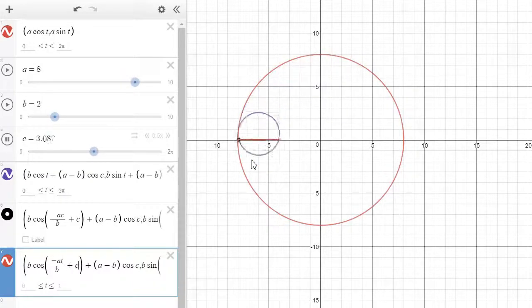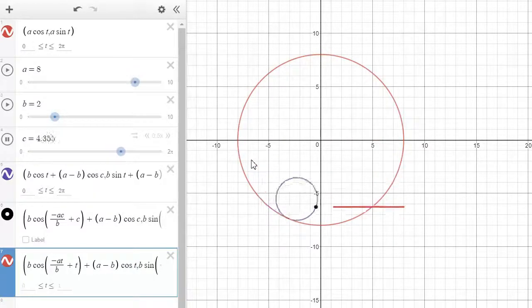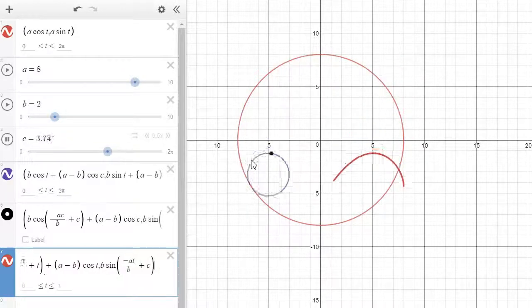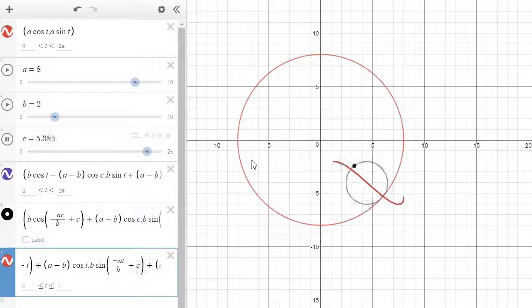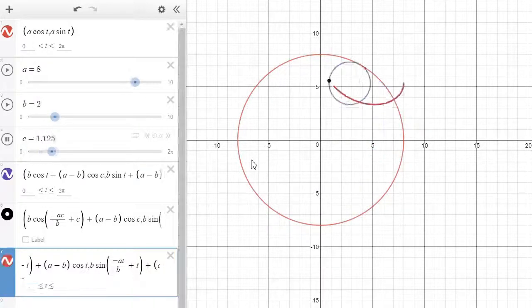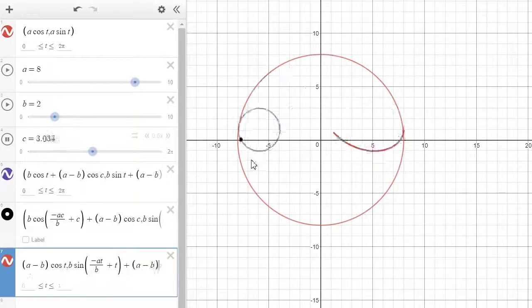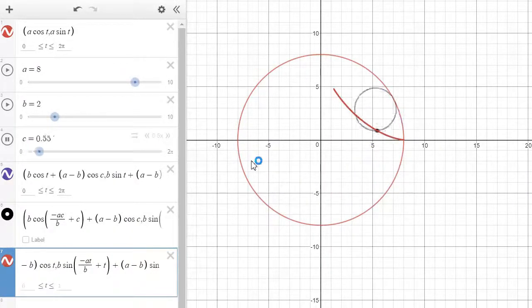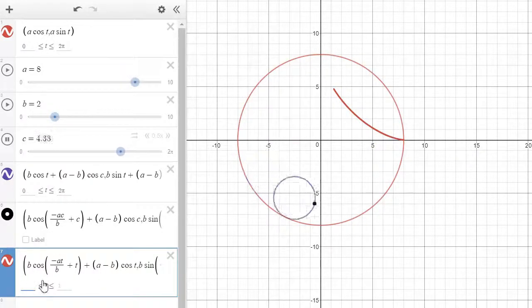So change all the C's to T, and then T, and then T, and then T, and then T. Okay, it's following it, but we need to tell Desmos to range from 0.